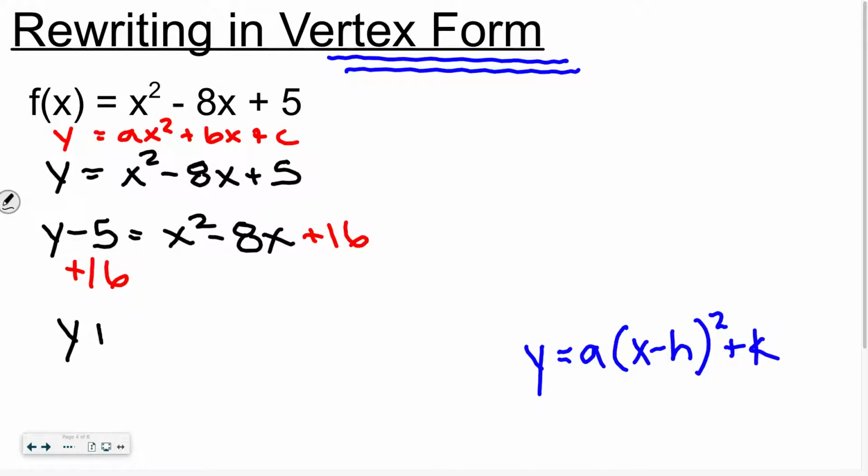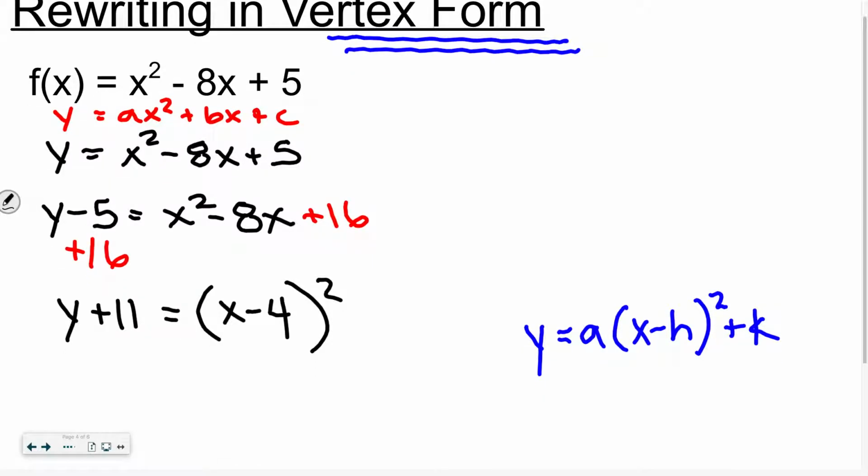This is y plus 11 equals, and then think about, why did I complete the square? I made a perfect square trinomial. What are the factors of 16 that add to make negative 8? Negative 4 and negative 4. So when factored, this looks like x minus 4 quantity squared.